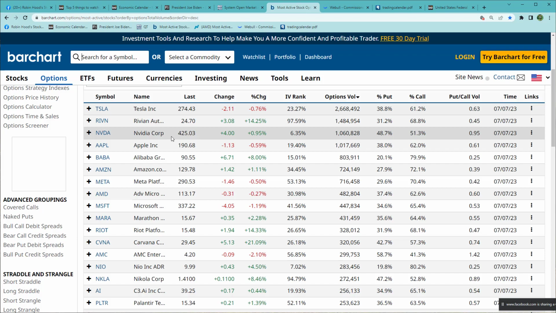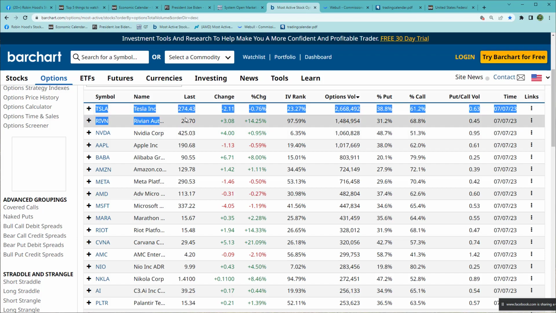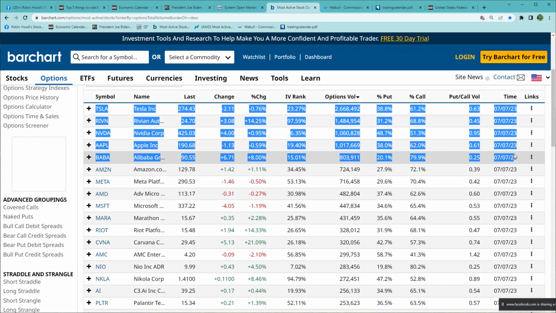We need to catch every little bit of information or every little bit of activity that's going on. By focusing on this particular strategy, the top 5 most active stock options for Friday were Tesla, Rivian, Nvidia, Apple, and Alibaba. Now, when we're looking at this regularly, we normally see our main stocks, but then we can identify things that are not normally on here.